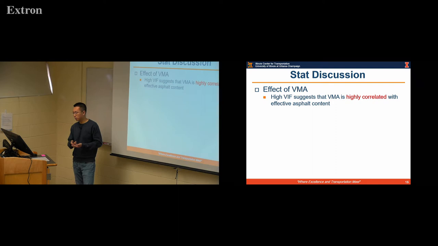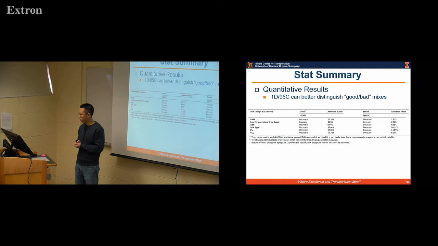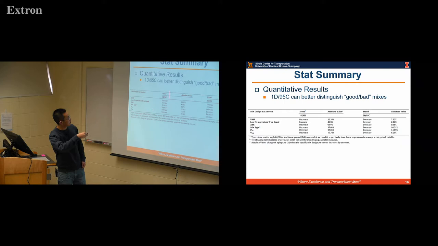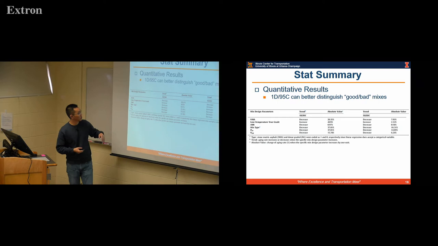So here is the quantitative results summary from the statistical analysis. As you can see, this is the 1 day 95C results, and this is the 5 day 95C results. Based on your significant mix design parameters, this shows consistent results. So with an increase of VMA, increase of low temperature shear grade, ABR, mix type, PPE, and VEFF, your aging rate is going to decrease, increase, and then decrease.